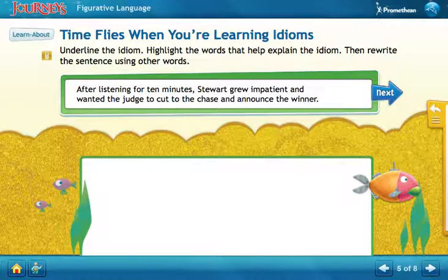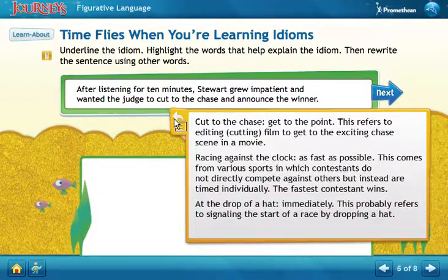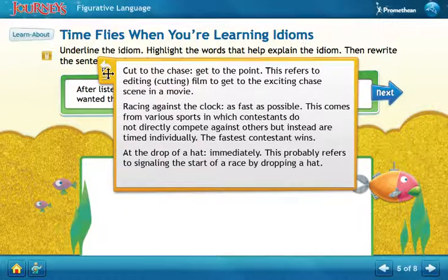Now, we're going to underline the idiom. Highlight the words that help explain the idiom. And then it says to rewrite. We're not going to rewrite because it takes a lot of time, and I don't want your video to be super long. But let's pull this out first here. This talks about a couple more idioms, or actually 3 more here.